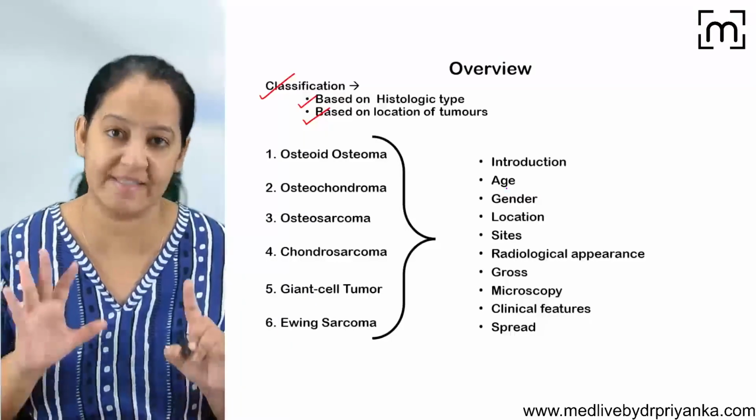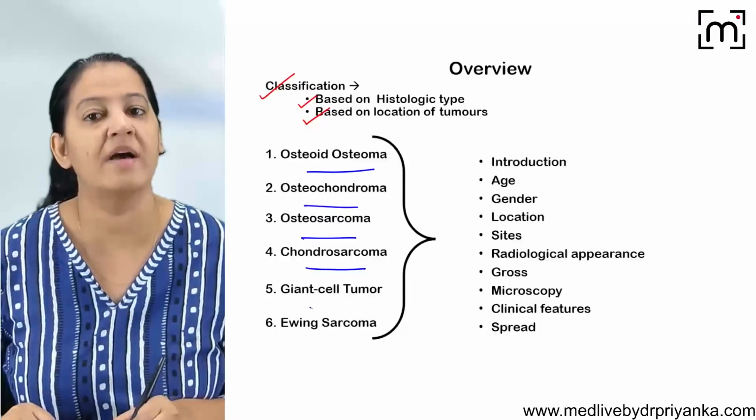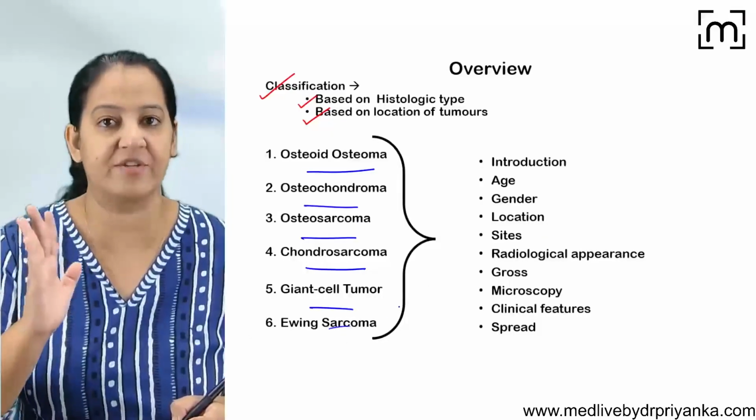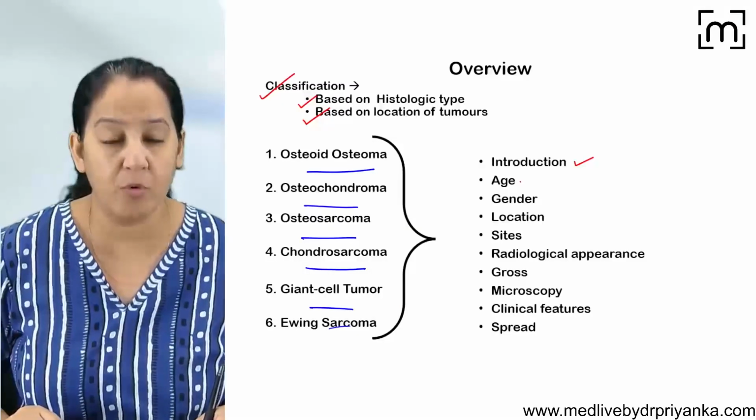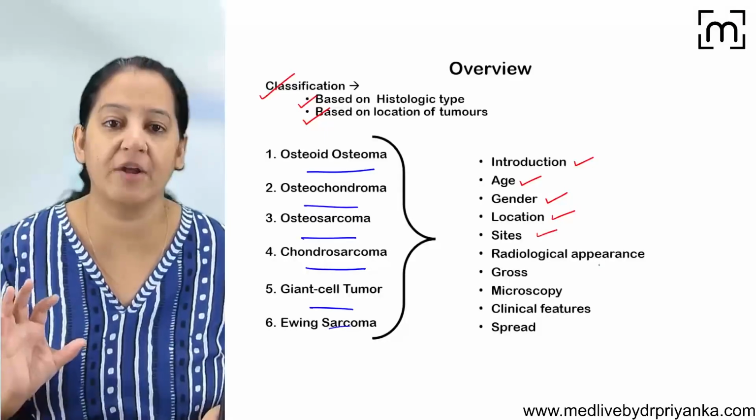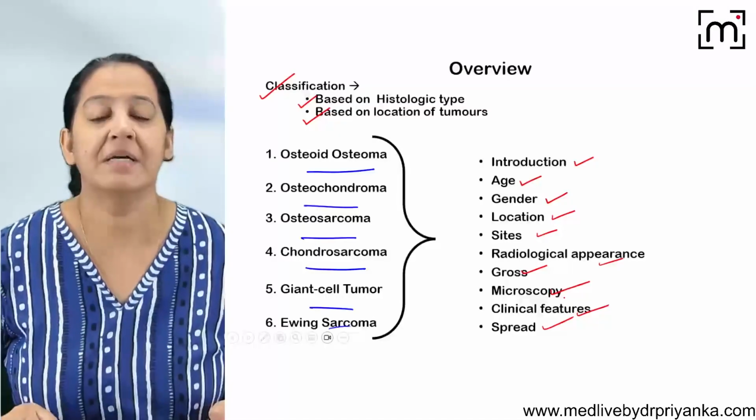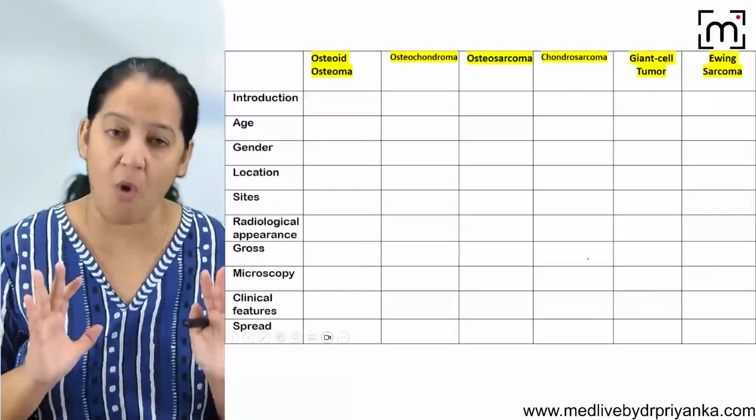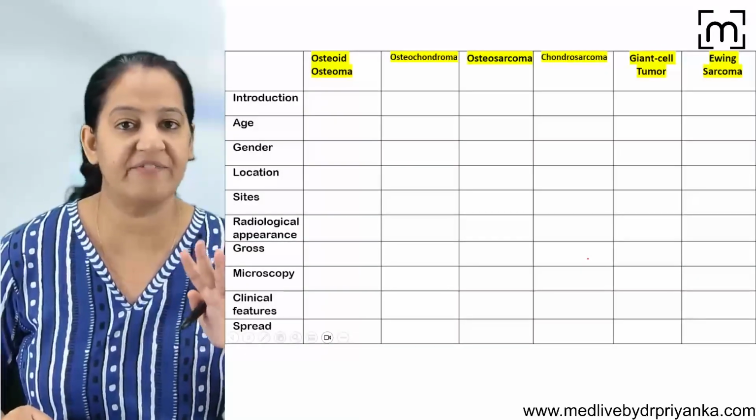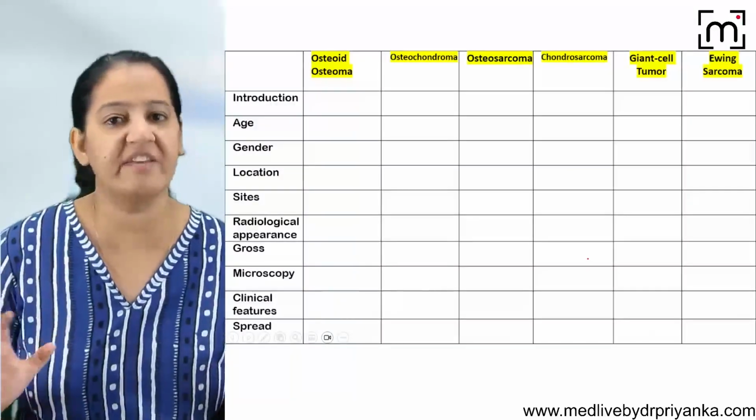As I told you, we will be discussing 6 tumors: osteoid osteoma, osteochondroma, osteosarcoma, chondrosarcoma, giant cell tumor, and Ewing sarcoma. All these 6 tumors we will be discussing under a fixed set of headings, that is introduction for each of them, then most common age of presentation, the gender predilection, location, sites, radiological appearance, gross, microscopic appearance, clinical features, and spread if it is malignant. So we will be making a comparative table of all these 6 bone tumors in the end. One by one we will study and fill this table. We will see the details and fill it in short so that in the end you can retain it better. You can just revise this table and everything will be there in this table.